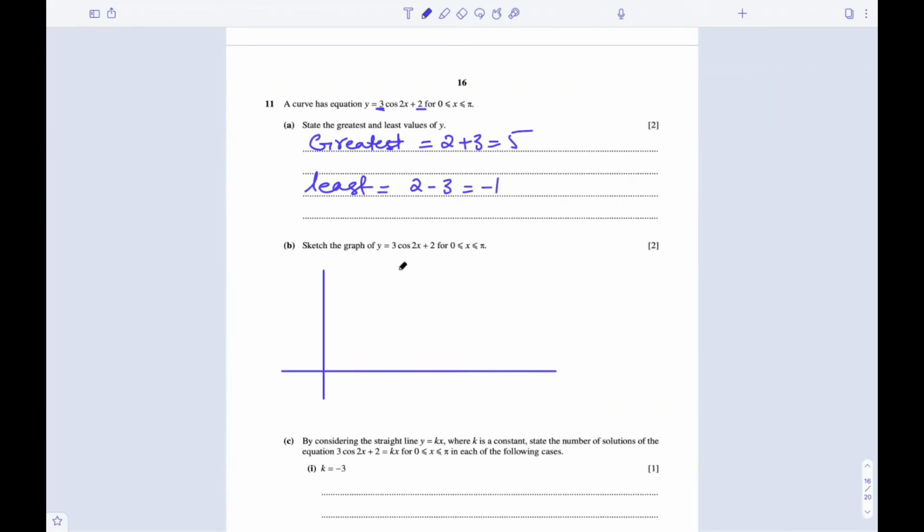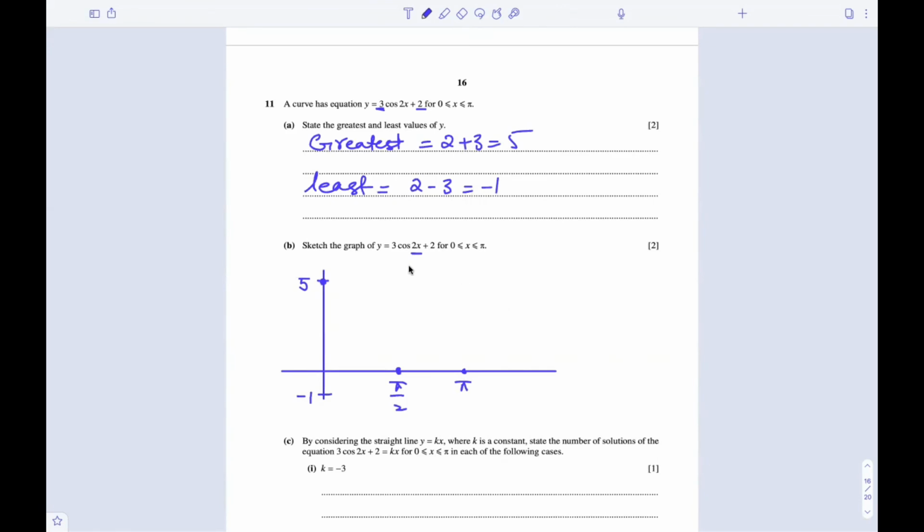Now to sketch the graph of this function, we know it goes from 0 till pi. As it is a 2x, it means in 0 till pi, it will have one cycle. The highest point is 5. The lowest point is negative 1, as we have seen from the first part. So let's say this is pi upon 2 and this is pi. So the curve starts from the highest point, which is 5.